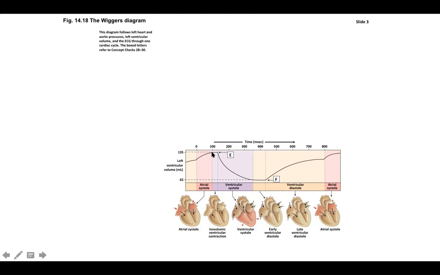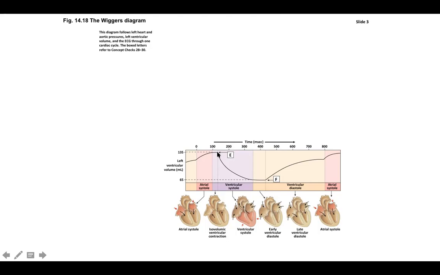Next you'll notice that there's a little plateau line here. There's no change in volume. And during that no change in volume, you're in ventricular systole. So the ventricles are starting to contract, but there's no change in volume in the ventricles. So that is the isovolumic ventricular contraction that we talked about, both on the pressure volume loop and on the pictorial graph. So that's isovolumic ventricular contraction.